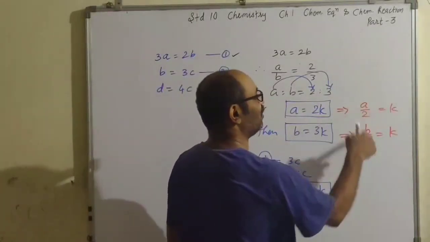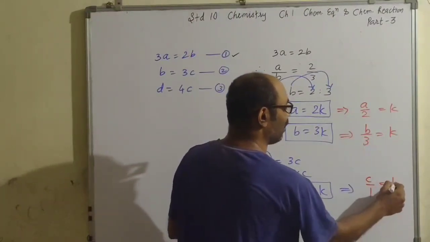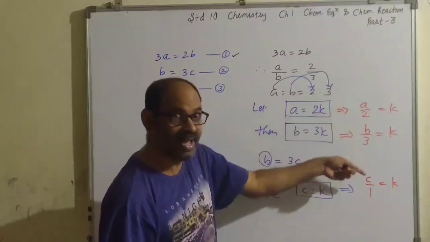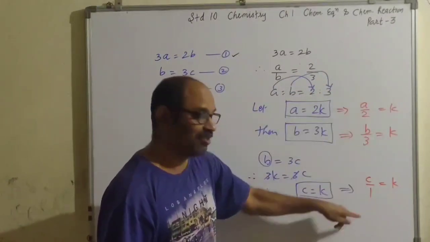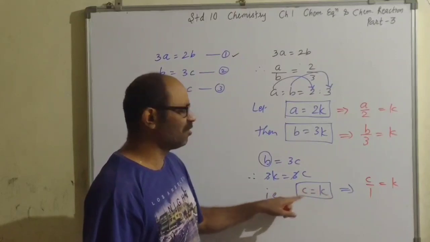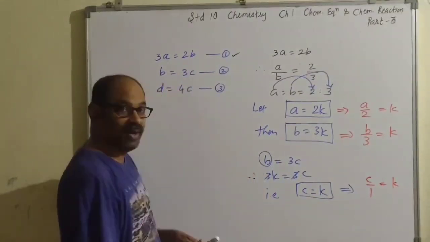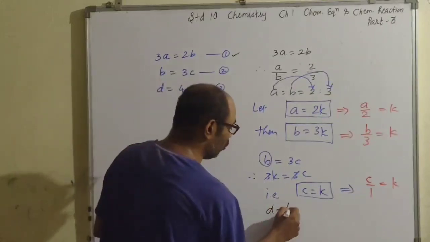You may write C upon 1 is equal to K, because here all are in A upon B form, okay, rational numbers. So here also I am writing C is equal to K. So C upon 1 is equal to K.